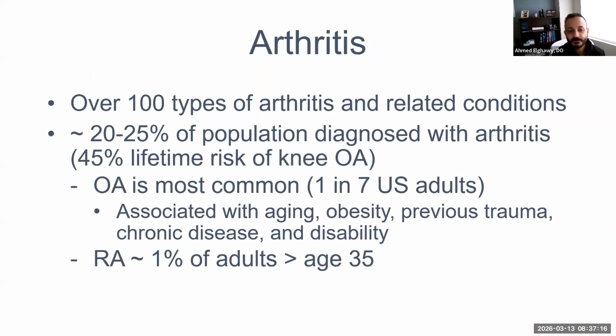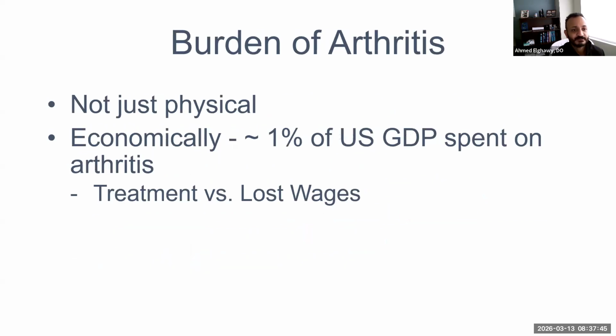1 in 7 adults will probably develop it at some point in their lives, and this is associated with age as we get older, people who get heavier, if we have a previous injury to the area, those with chronic disease, and really that's secondary to the sedentary lifestyle from chronic disease, and those who have disability are more likely to develop OA. That accounts for probably about 75% of all arthritis. Rheumatoid arthritis is the second most common cause and accounts for probably about 20%, but really affects about 1% of all adults above the age of 35.